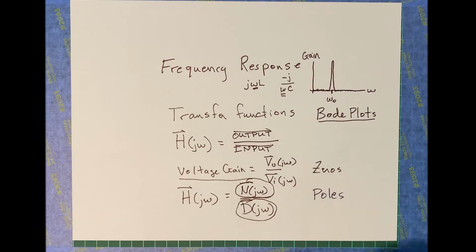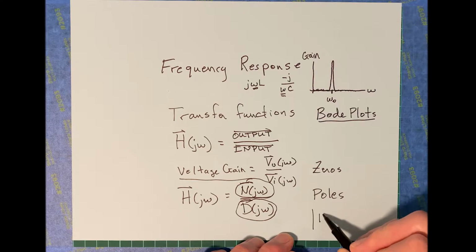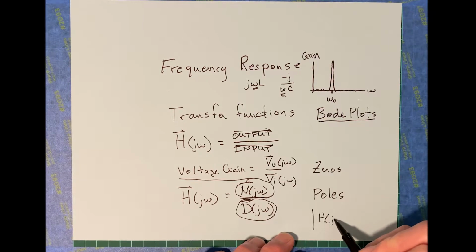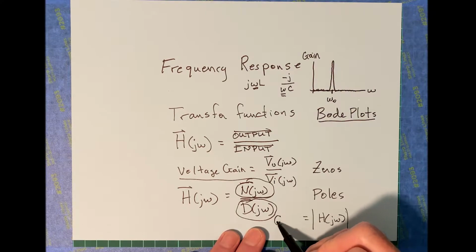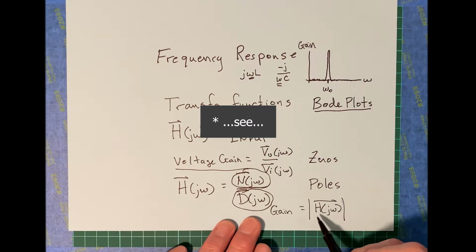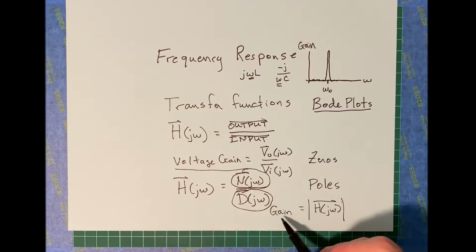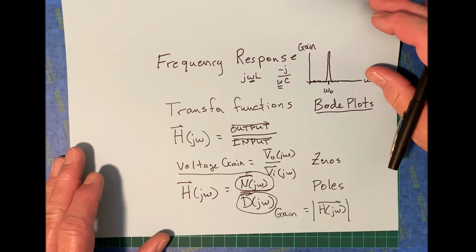Okay. One other thing regarding transfer functions: if you have the magnitude of a transfer function, we're going to call this the gain. So the gain is the magnitude of that phasor there, and that will be something we use a time or two in this section.